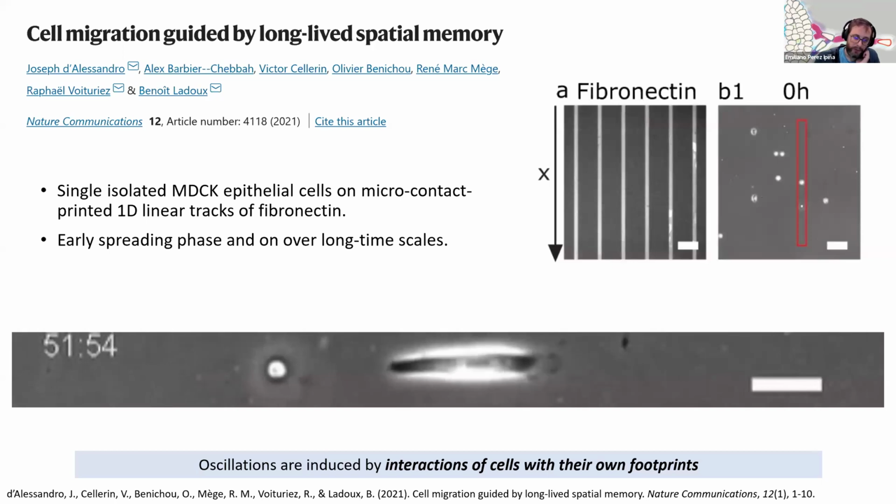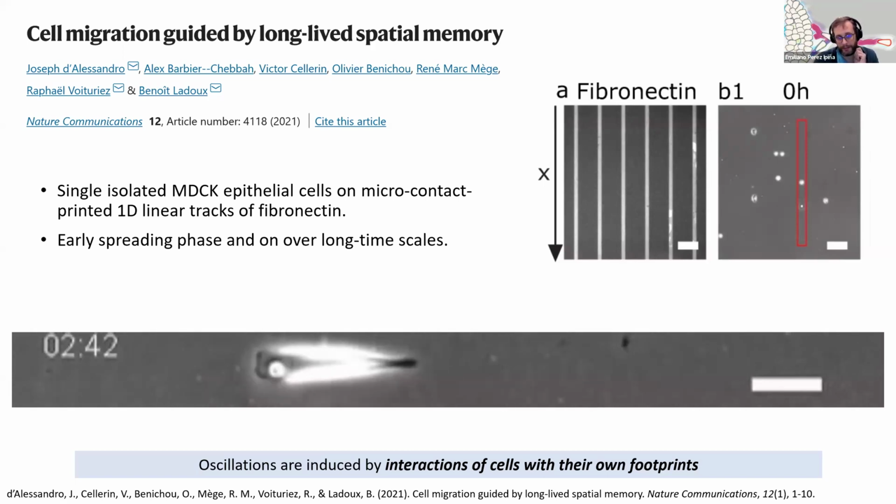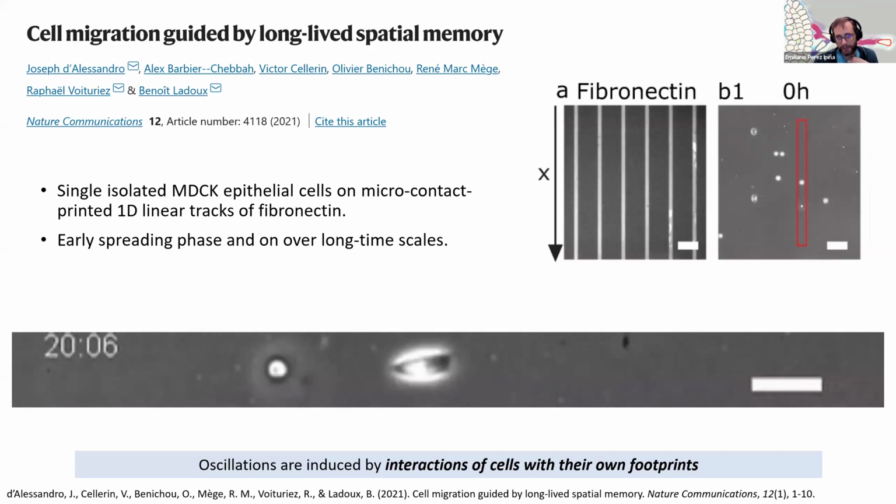And it's going to keep moving until it reaches the other edge of the footprint. And then again, it's going to stop, turn around, and start moving toward the other edge. So basically that's how we can understand this oscillation. And the increase in amplitude can be explained because every time that the cell reaches one of these footprint boundaries, during the process of turning around, it is going to extend the footprint a bit further away.